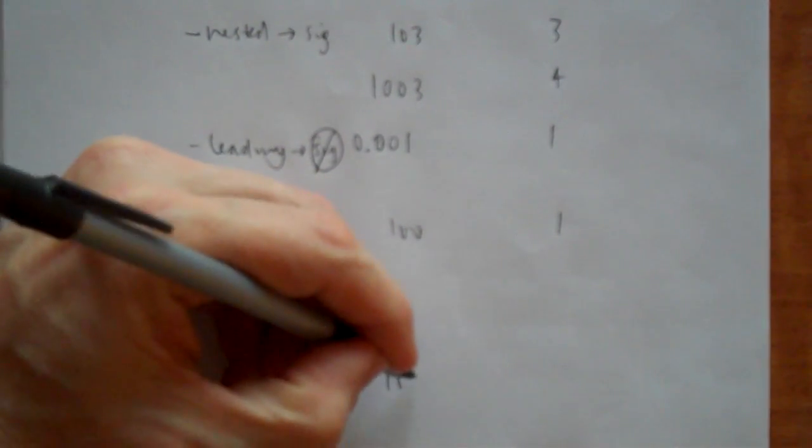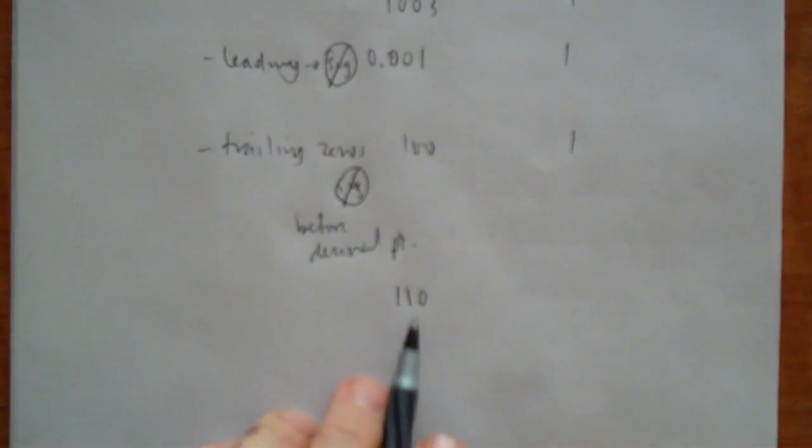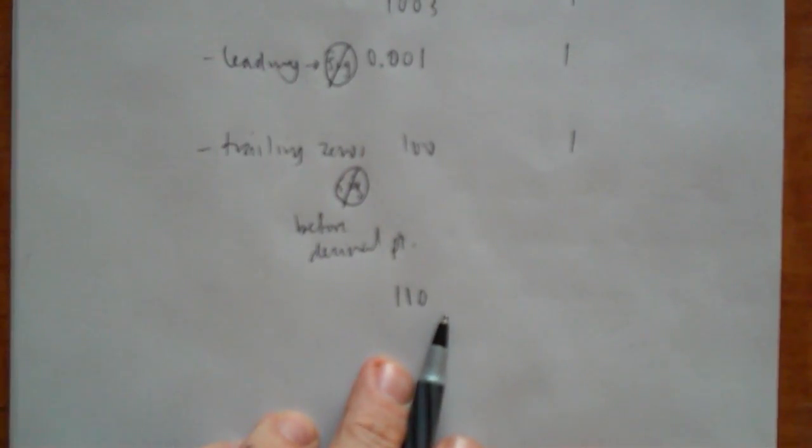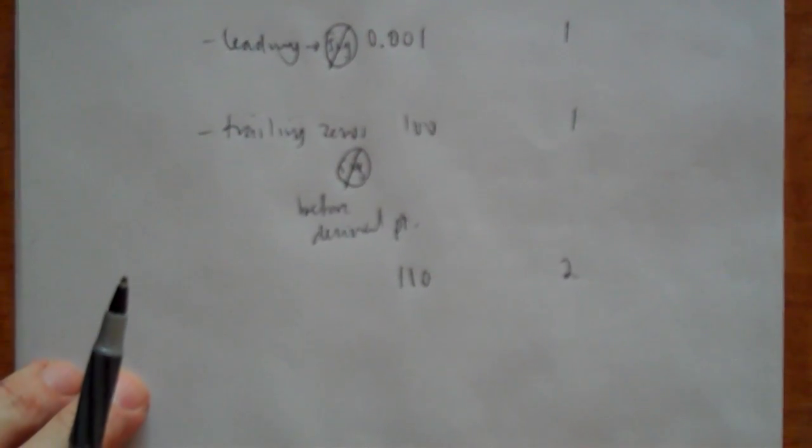Let's do another one. How about 110? How many sig figs does that have? Well, it's got a trailing 0, but that's only showing how far this tens place is away from the decimal point, right? So it's got 2 sig figs. That is not a significant figure.